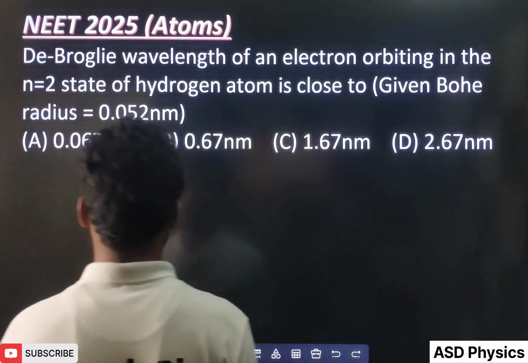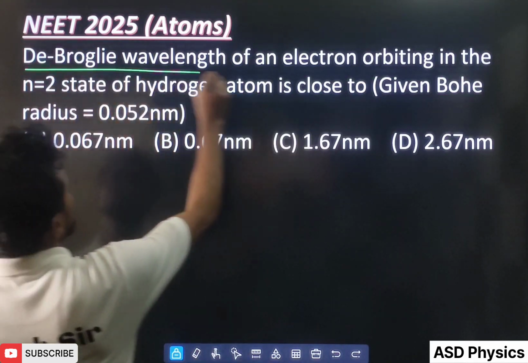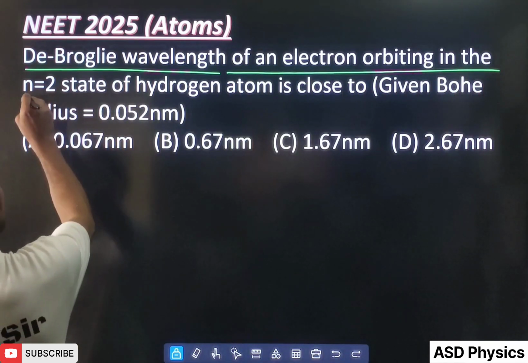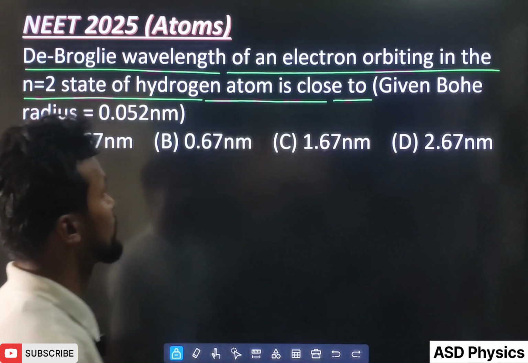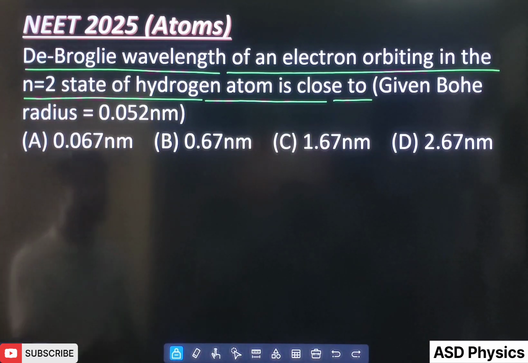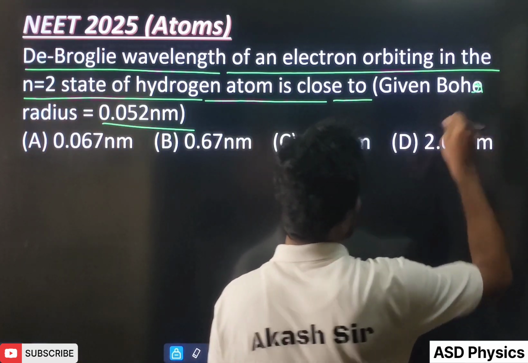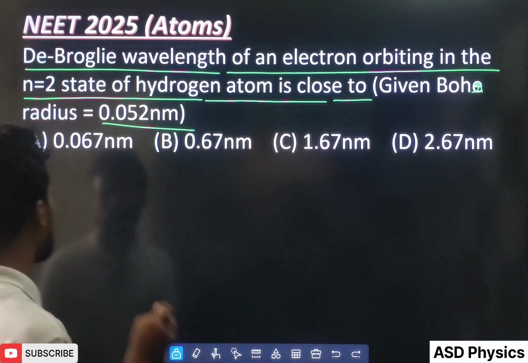Okay, we have used the second postulate of the Bohr model here. Great. Now let's see this question, students. Atoms question again. The de-Broglie wavelength of an electron orbiting in the n equal to 2 state of hydrogen atom is close to. So we have to calculate the wavelength, and the Bohr radius is given as 0.052 nanometer, because you used to see R1 equal to 0.53 angstrom. Here they have given approximately.